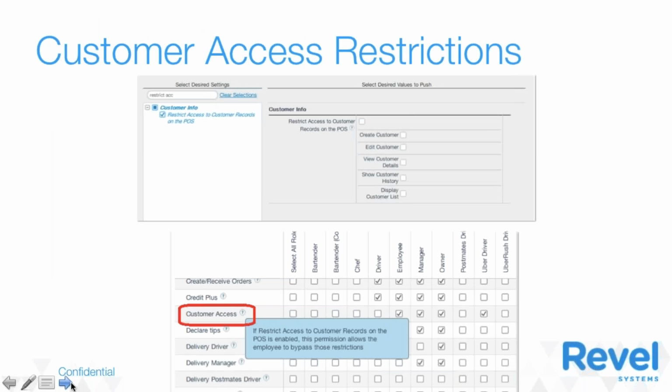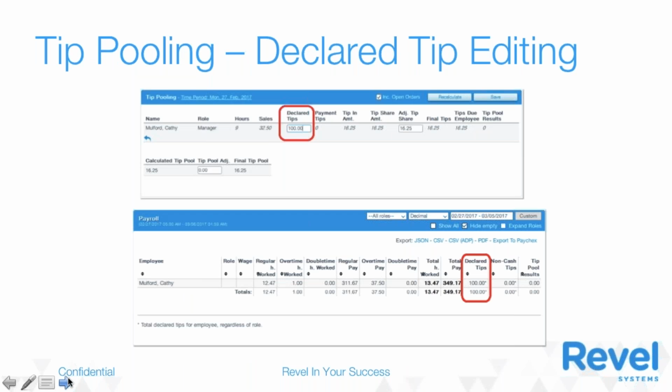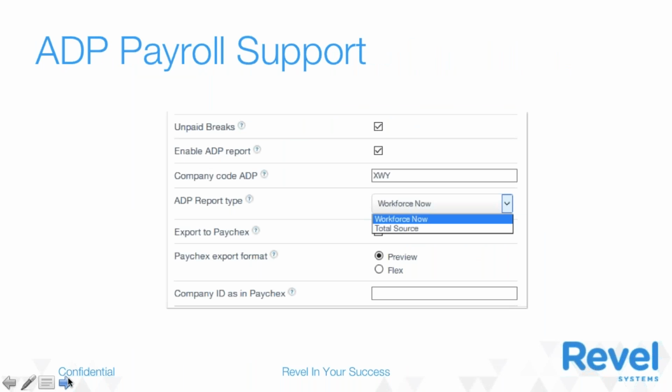Along the same lines here, we've introduced customer access restrictions. So you can turn certain customer access permissions on and off based on role. For example, creating a customer or viewing customer details. For tip pooling, we've added in declared tip editing. So you can now edit this as I've highlighted here in the screenshots for you.